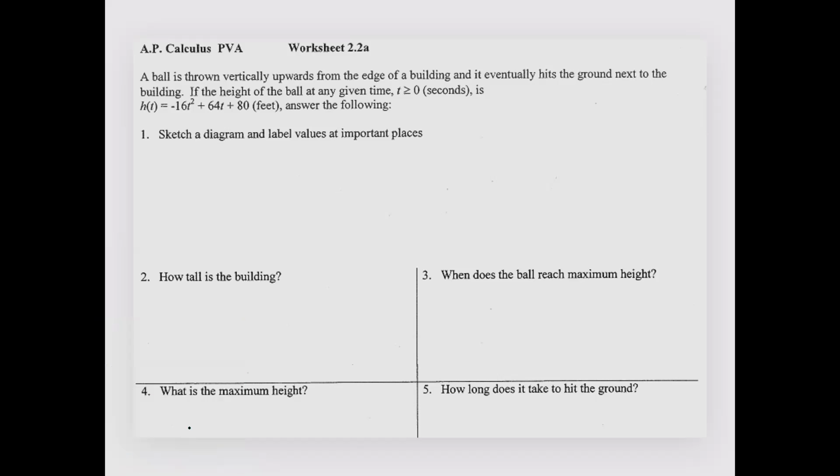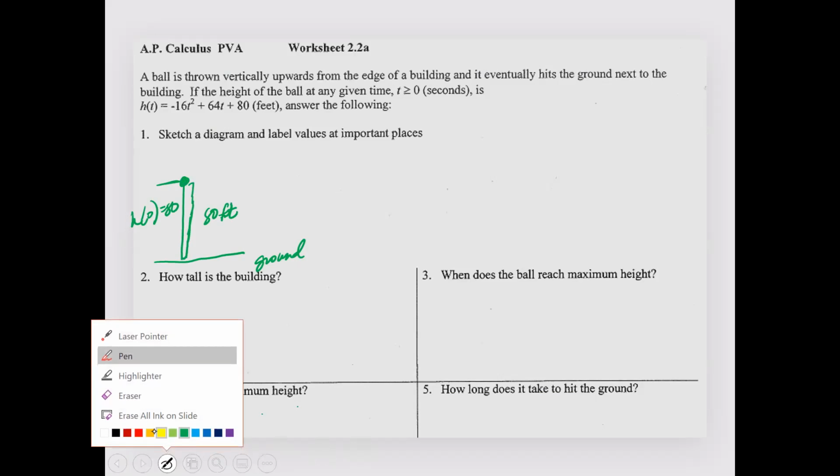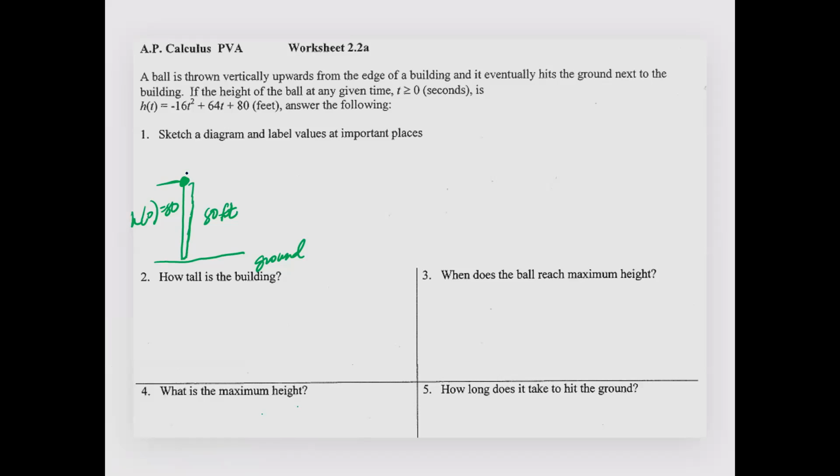So I'm going to draw my building, and here's my building. And here is the ground. I know that this distance here from the building top to the ground is 80 feet. I also know that h of 0 equals 80 because the building is 80 feet. Then I'm going to go ahead and throw the ball. It's going to go up. It's going to be at rest and then eventually hit the ground.